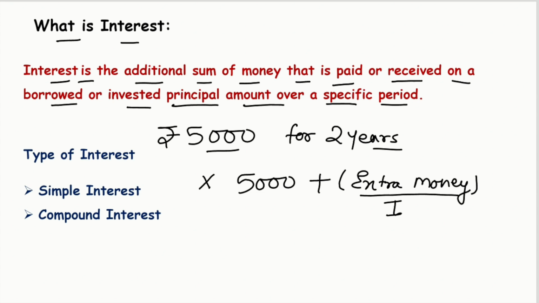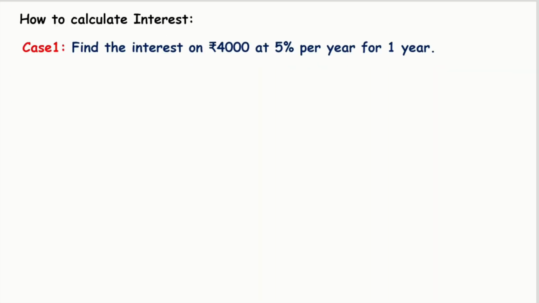And there are two types of interest. One is simple interest and one is compound interest. In this video, we are going to learn about simple interest and we will see few problems how to calculate simple interest. So how to calculate interest?